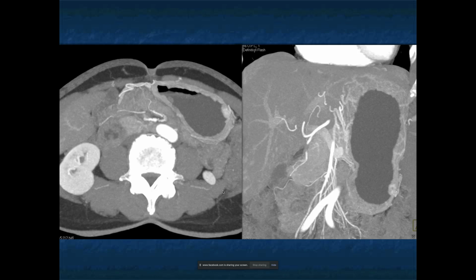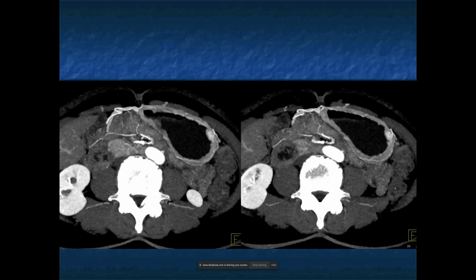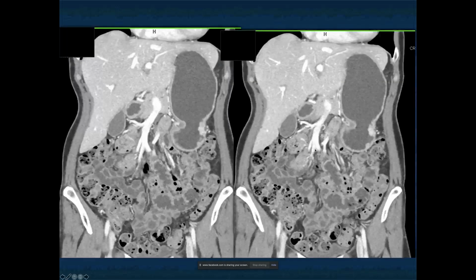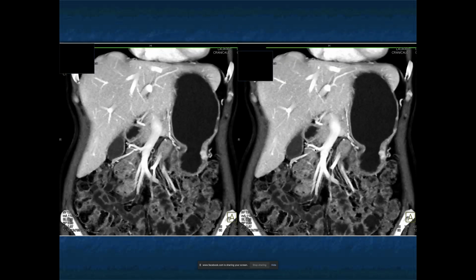It's really nicely shown, again, the importance of good gastric distension. There's the enhancing lesion, solitary mass. This was resected, and this was a neuroendocrine tumor.